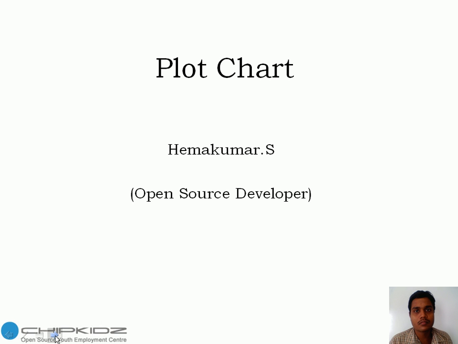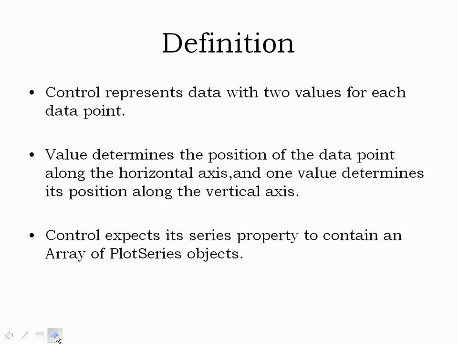Now I'm going to talk about the plot chart, which always represents data with two values for each data point. One value determines the position of the data point along the horizontal axis, and another value determines its position along the vertical axis. This control also expects its series property to contain an array of plot series objects.